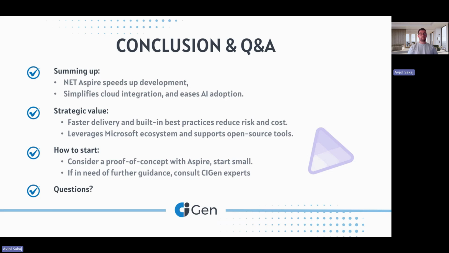Aspire leverages the full Microsoft ecosystem. It doesn't have to be Microsoft. It might also be Java or Node.js or whatever application you have. It might be open source or closed. As long as it's using Docker, it's simple to integrate it. I would encourage you to consider a proof of concept with Aspire if you have to. Evaluate the impact it is going to have on your project and your teams and going live. And if it's really beneficial, try to use it.